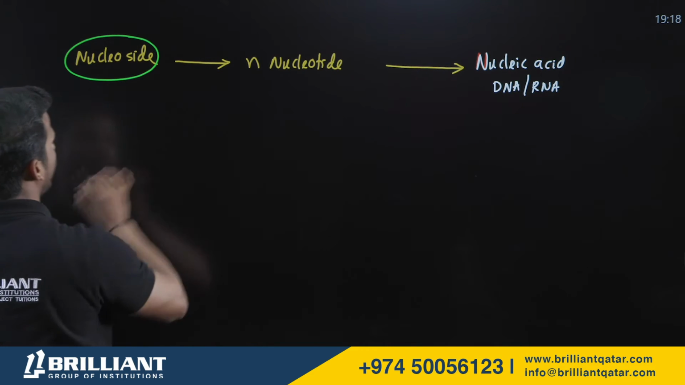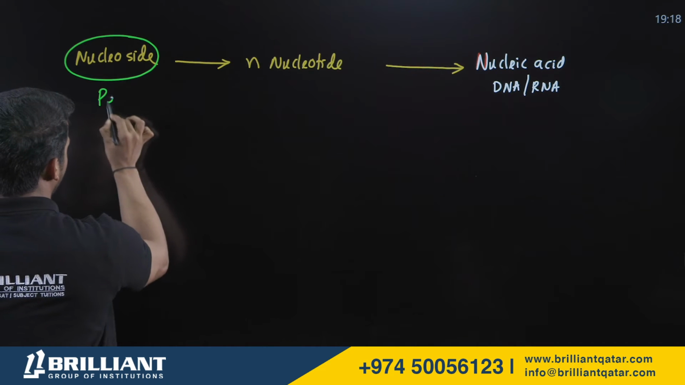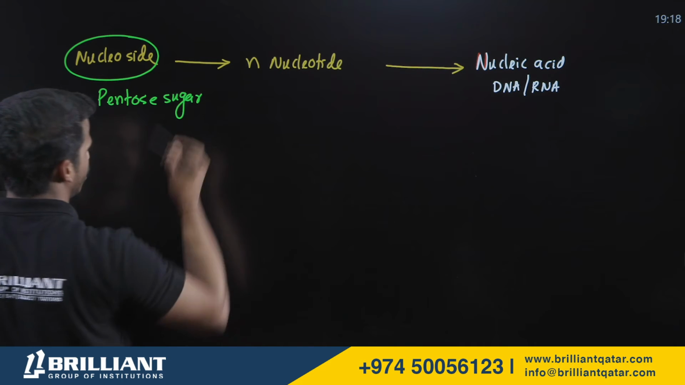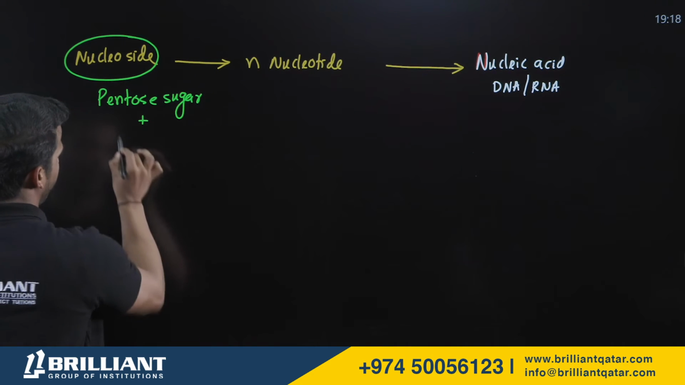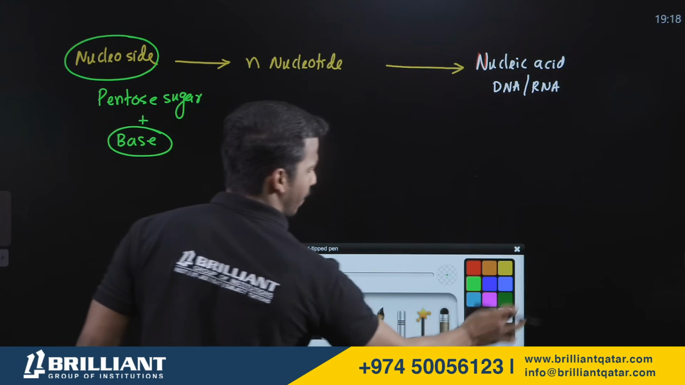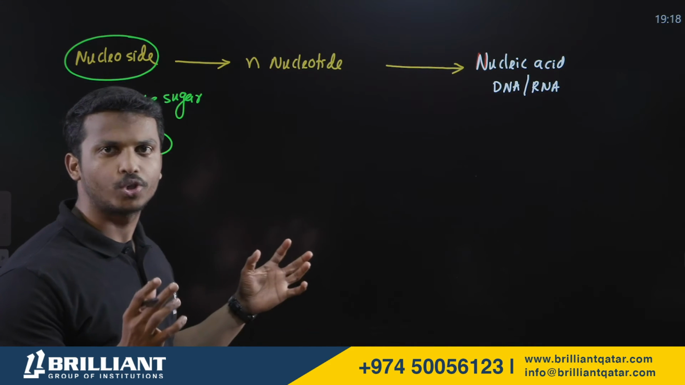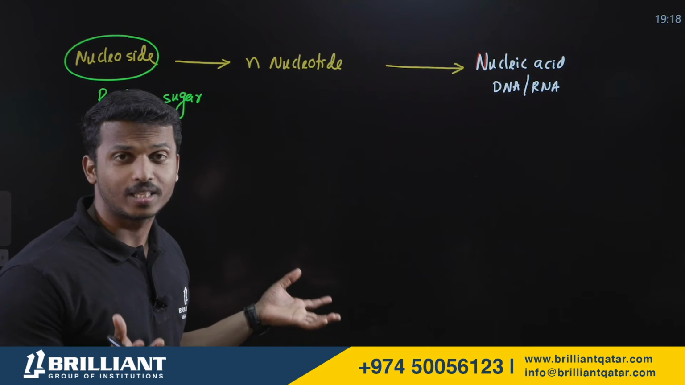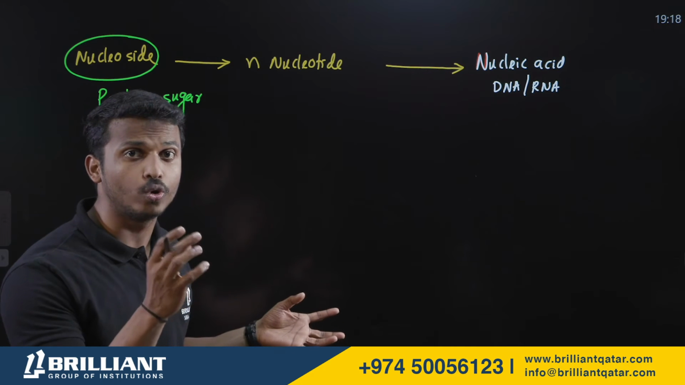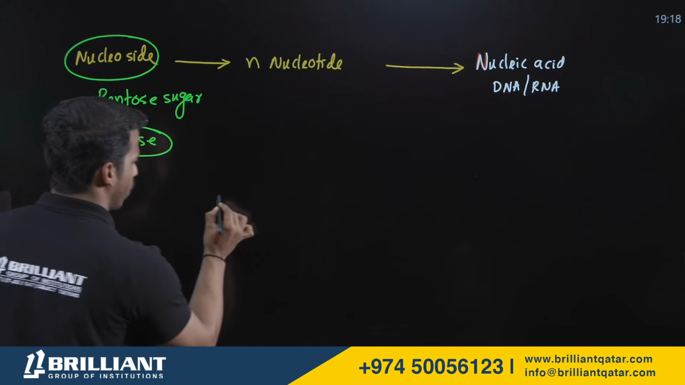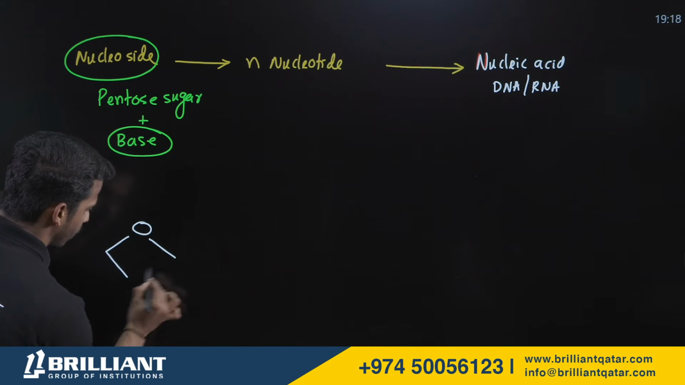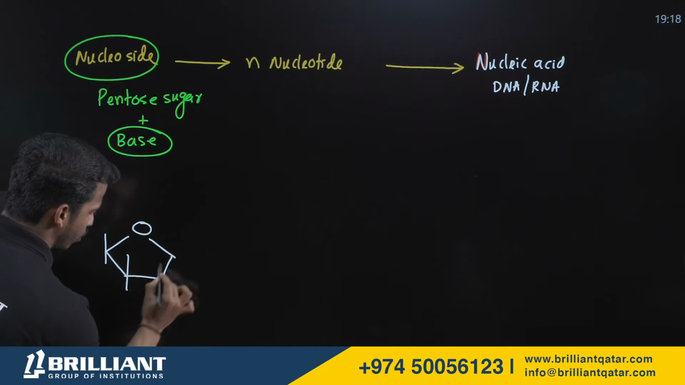Dear student, nucleoside means a pentose sugar with a base. Which base? Nitrogen containing base. Let me take the pentose sugar. Suppose you know the pentose sugar of DNA. What is the pentose sugar of DNA called? Beta D 2-deoxyribose. Let me draw the shape of that compound, dear all. This is the pentose sugar.